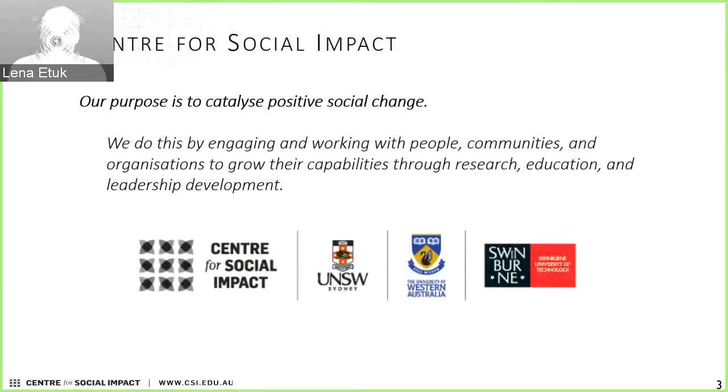So the Center for Social Impact is actually a research center that's a collaboration of 3 different universities across Australia. The University of New South Wales, Sydney, University of Western Australia, and Swinburne University of Technology in Melbourne. And our purpose is to catalyze positive social change. And we do that by doing research, education, and leadership development, and engaging with people, communities, and organizations to grow their capabilities. So it's all about catalyzing social change across the social purpose sector, so organizations that are doing social good.